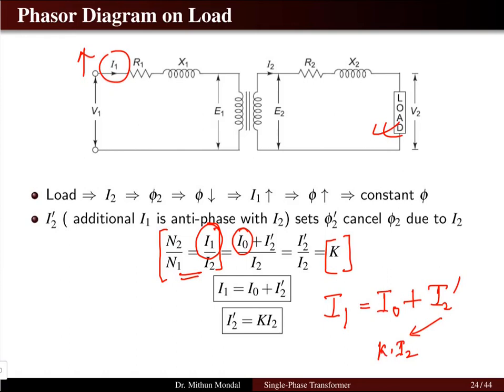So the two equations that we can remember are: the primary current I1 is equal to the no load current I0 plus I2 dash, and I2 dash, which is the extra current due to the load in the primary side, is equal to K times I2. And this we can do because I0 is a very small quantity. So I can say I0 plus I2 dash is approximately equal to I2 dash.